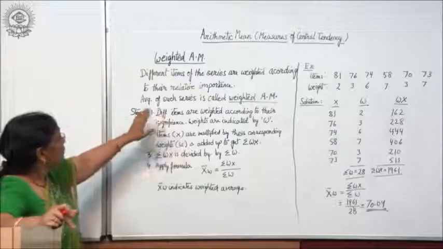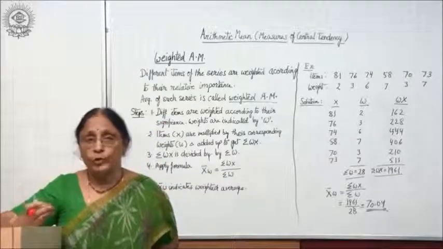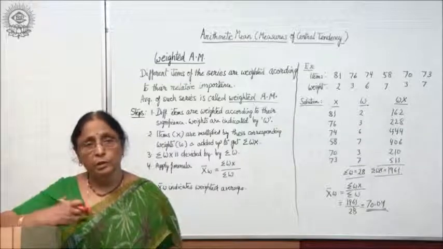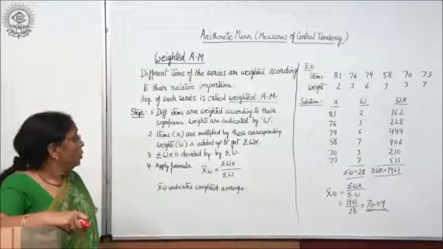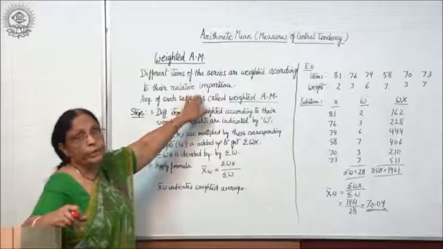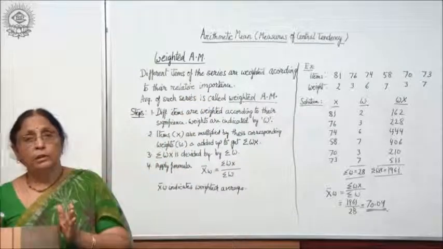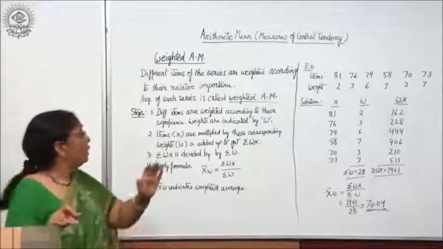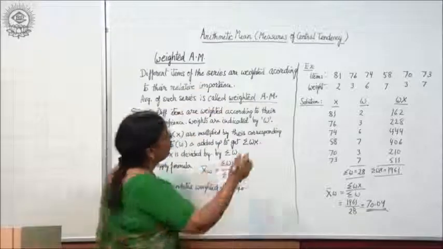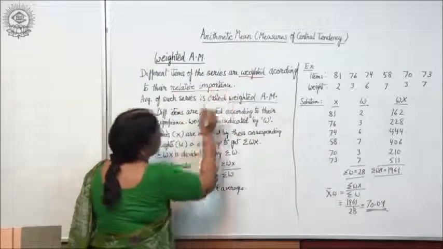So in this example, naturally you will give more weight to food items, then less to other items according to the requirement. Different items of the series are weighted according to their relative importance. Relative importance means, in relation to each other, what is the importance of each item, and accordingly we assign weights. This is the main thing.